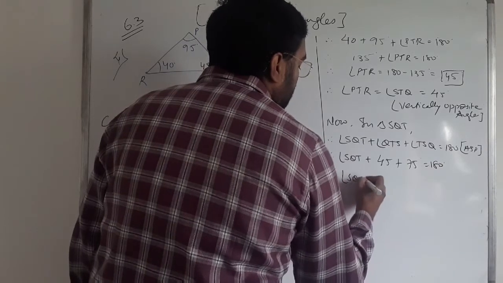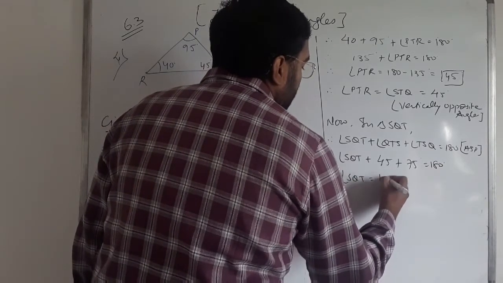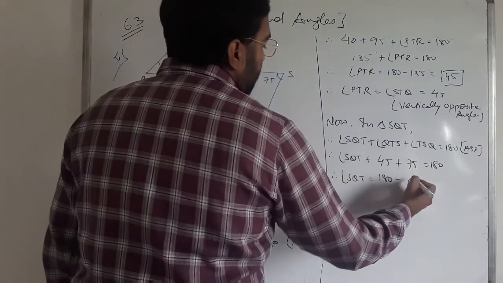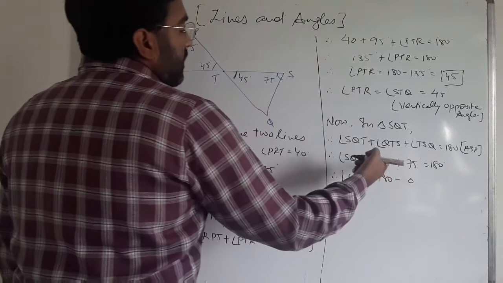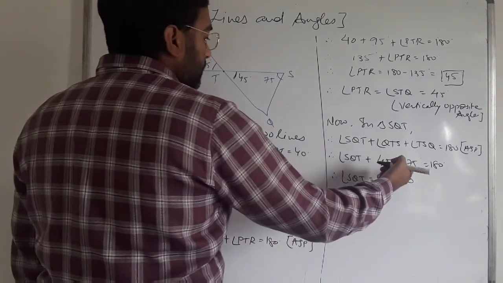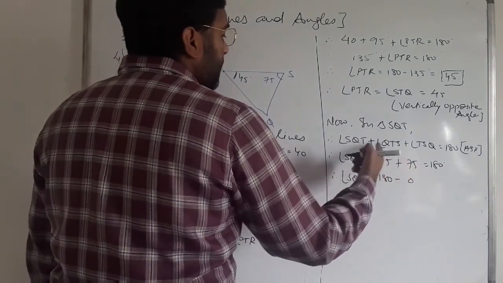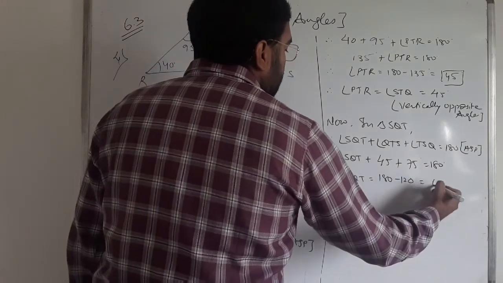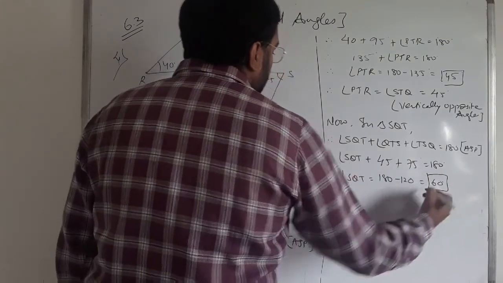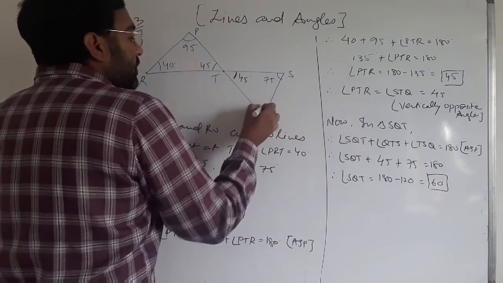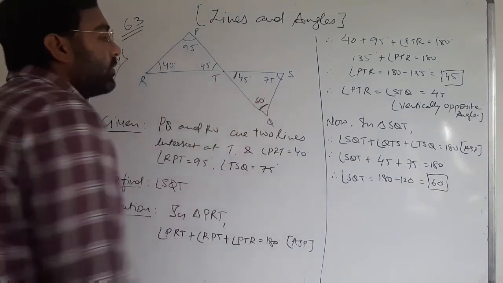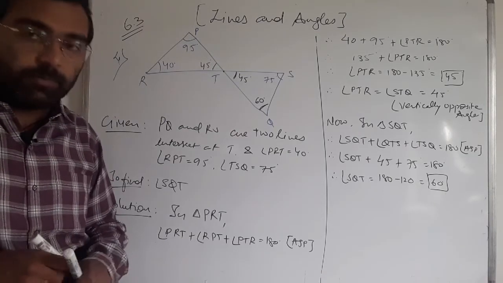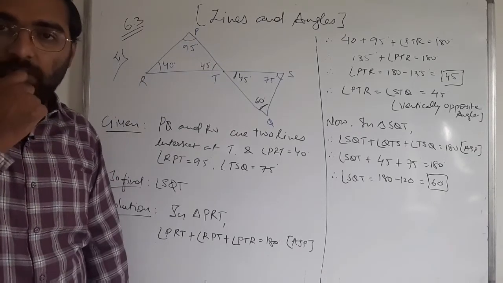Therefore SQT is equal to 180 minus 120, since 45 plus 75 is 120. So 180 minus 120 is 60 degrees. Here this angle SQT is equal to 60 degrees. Clear? Please note it down fast.